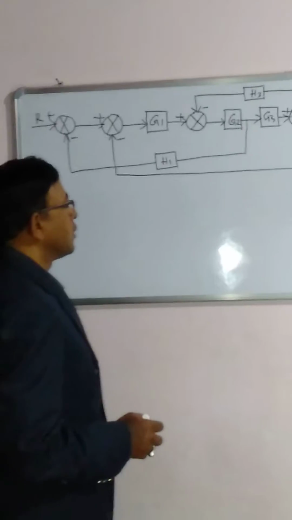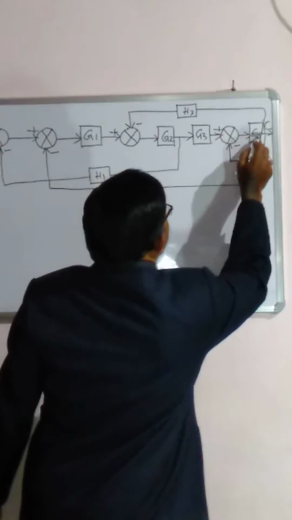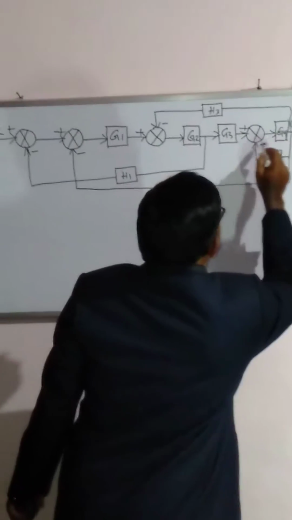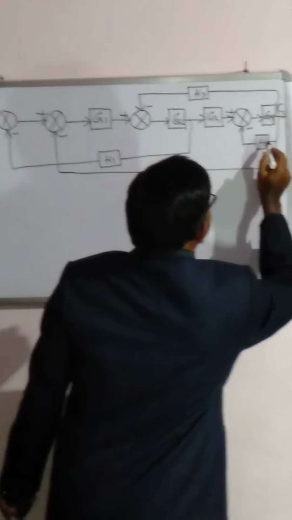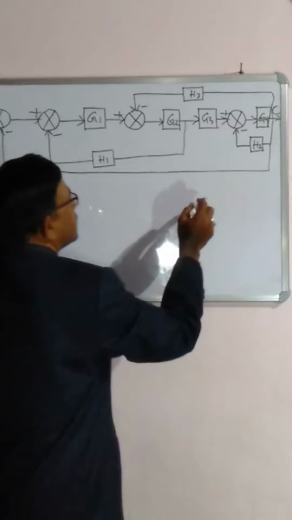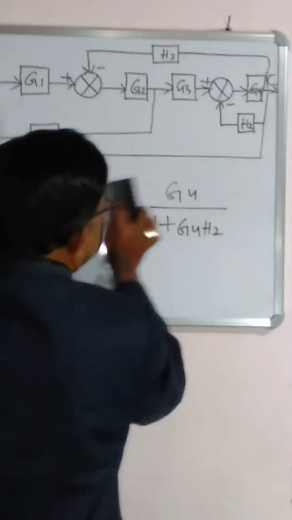Therefore, step 1, we have to find out the canonical form. So here is one canonical form. First step, we have to solve this canonical form. Here is one forward path transfer function, this is the feedback path transfer function, and this is negative feedback. Therefore, the transfer function is G4 by 1 plus G4 H2. So you have to replace this.